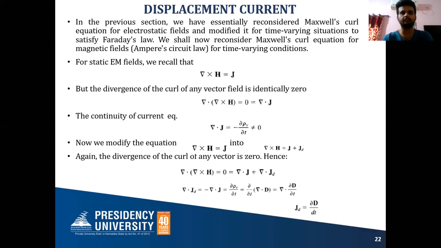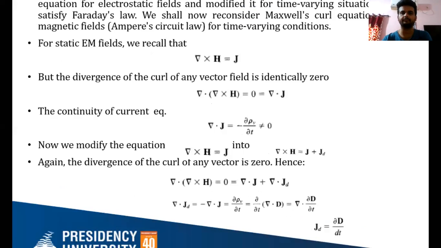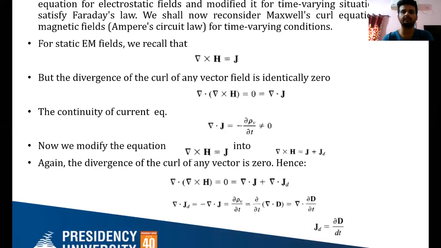Now let's recall, in static electromagnetic fields, del cross H equals J. This is the Maxwell form of Ampere's circuital law. We also know that the divergence of the curl of any vector field is zero. That means del dot (del cross H) equals zero. And what is del cross H? J. So you can write del dot J equals zero. We also know the continuity of current equation: del dot J equals minus del rho V by del t. Okay, that is non-zero.